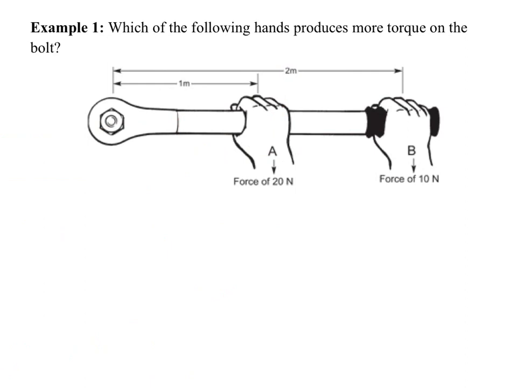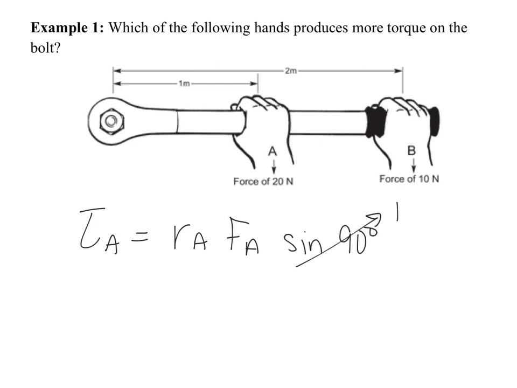Start by looking at example 1 here. Which of the following hands produces more torque on the bolt in the figure there? Well, it looks like we have a horizontal wrench and we have a hand pulling down vertically. So we know that the angle here is going to be 90 degrees. And we're trying to compare the two torques. So let's first find the torque of person A. Person A acts at a distance away with a given force times the sine of whatever the angle is, which is 90. And a lot of you have recognized by now that the sine of 90 is indeed 1.